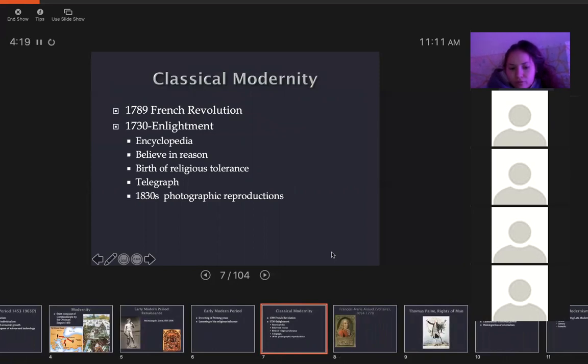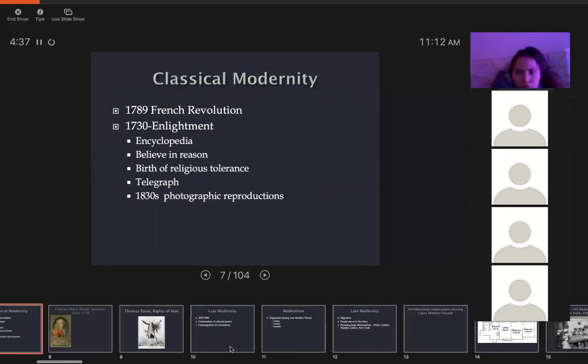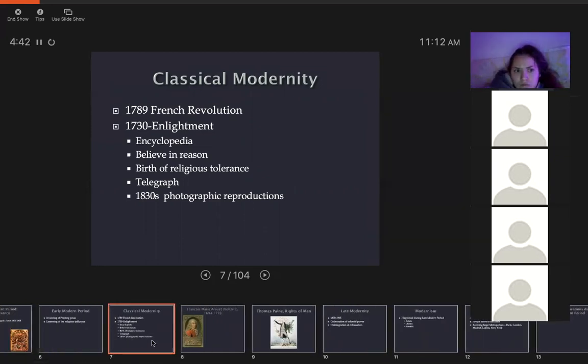So classical modernity basically spans the whole 19th century, the whole 1800s. It starts with the French Revolution in 1789, and builds upon Enlightenment as well. With that, we see the creation of the encyclopedia, the desire to really define knowledge and also classify knowledge, belief in reason, the birth of religious tolerance, the birth of the telegraph as a first means of quick communication. And from the 1830s also photography, the idea of mass producing images. And these ideas spread around, and they're all encompassing.